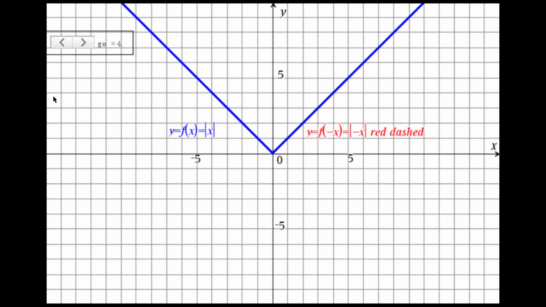We're going to graph y equals f of the opposite of x as a red dashed function, and you can see that those two are identical. So is this blue function even or odd? It is an even function, because f of the opposite of x is exactly the same as f of x for all values of x in its domain. So the absolute value is an even function.